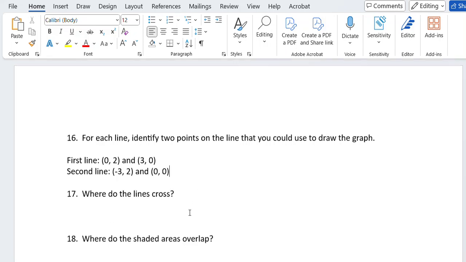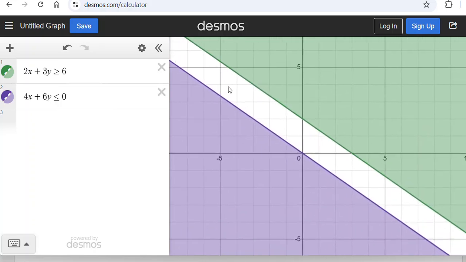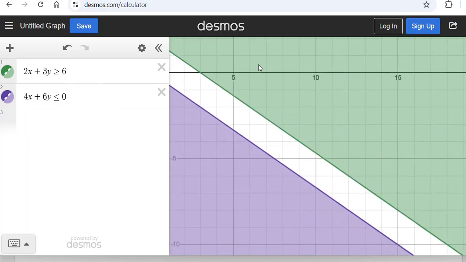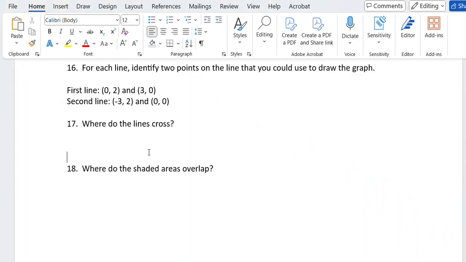So question 17, where do the lines cross? They don't cross. They are what is called parallel lines, so they will never cross. They will only run alongside each other the entire time. I can move my graph around. I could zoom out, and I should still see that the lines are not going to cross.